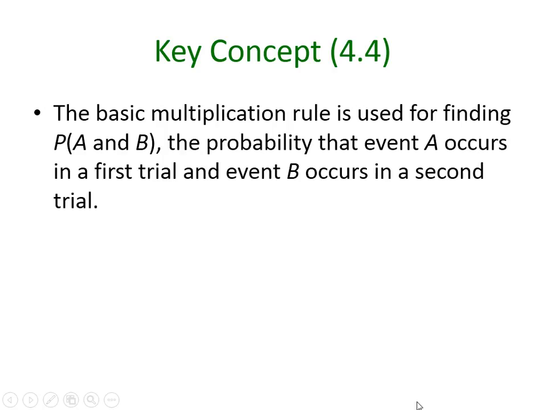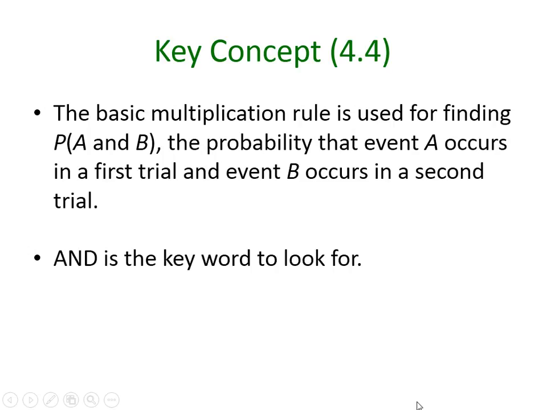All right, in this section we're going to look at the basic multiplication rule, for finding the probability that A and B occur. That is the probability that event A occurs in a first trial and event B occurs in the second trial. "And" is going to be the key word we look for. When we were doing the word "or," it was one trial, you wanted one or the other, or both. In this one, you're saying the first time we do this, we get A. The second time, we get B, that we want both things to happen, one right after the other.